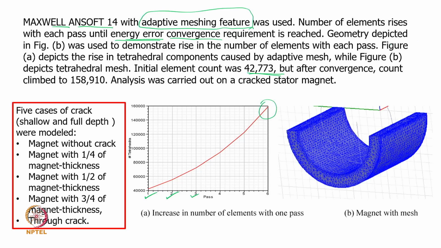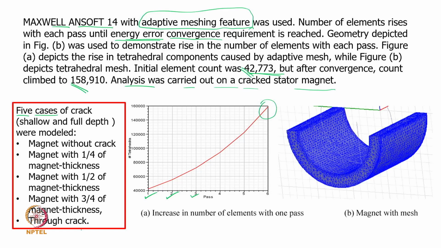So, those things were given here, and now you can see the number of elements started from 42,000 and went up to 1,58,000, maybe almost a 4 times increase in the number of elements, to analyze a permanent magnet crack and the different cracks in this case. So, we considered 5 cases of the crack.